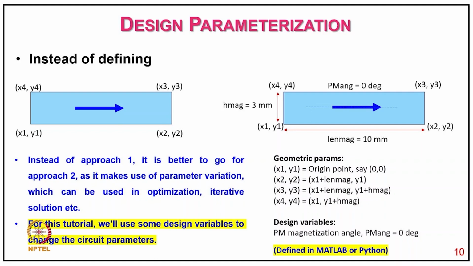For this tutorial, we will use some design variables to change the circuit parameters. As you can see, the circuit parameters here are x1, x2 at the origin point, then x1 plus mag, and x1 plus mag plus y1 plus mag. The design variables are the PM magnetization angle and PM mag equal to 0 degree, defined in MATLAB or Python.